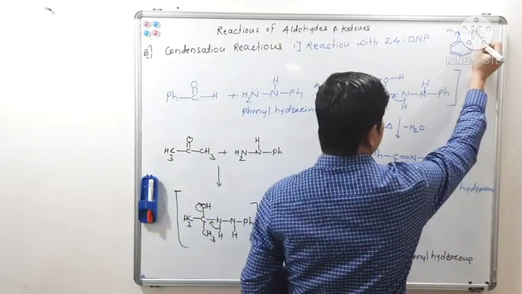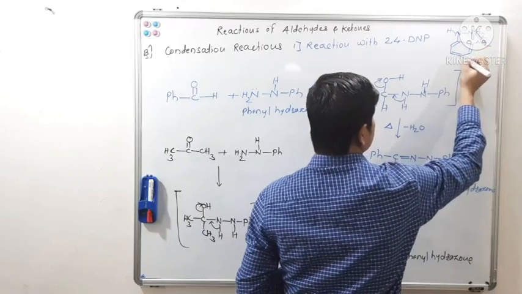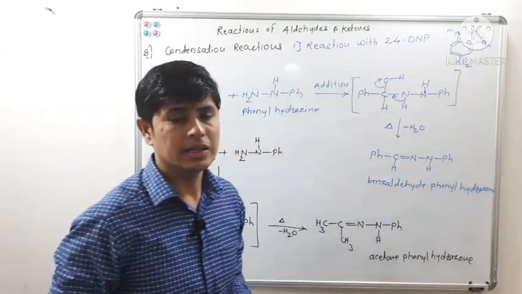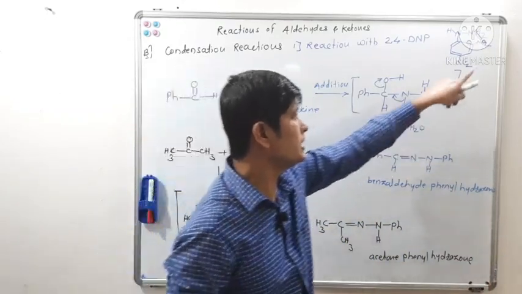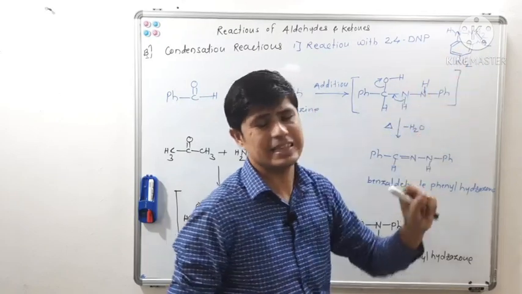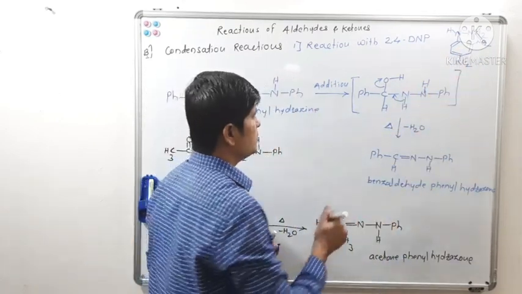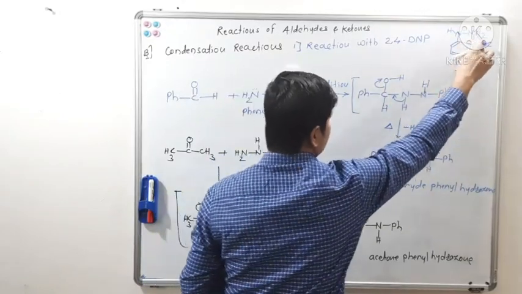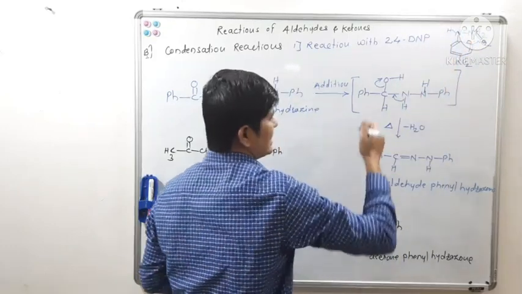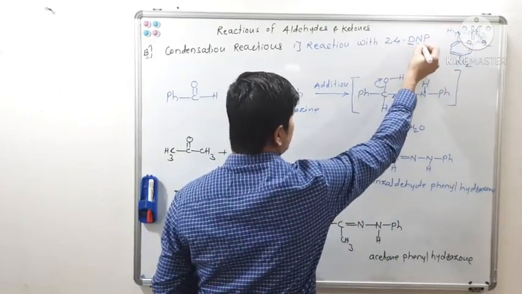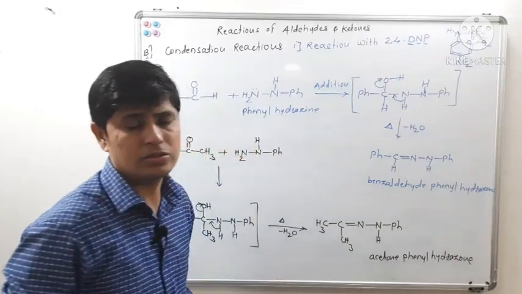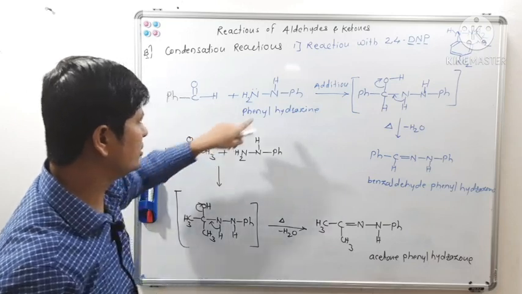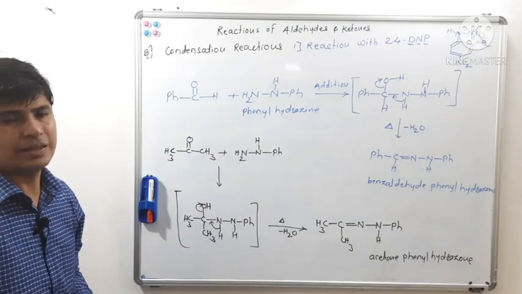Now what is 2,4-DNP? At the second position and at the fourth position of this phenyl ring there are nitro groups. So this will be 2,4-dinitrophenylhydrazine, that is 2,4-DNP. Now we have to see the reaction of aldehyde and ketone with that 2,4-DNP. Let us see.